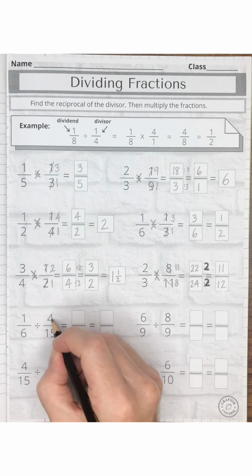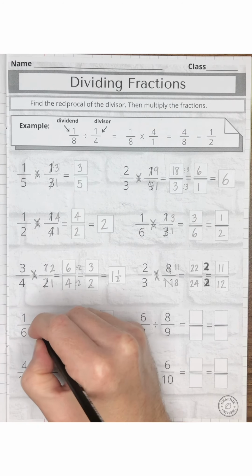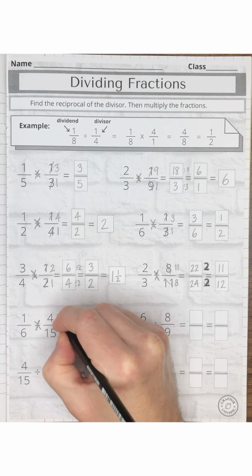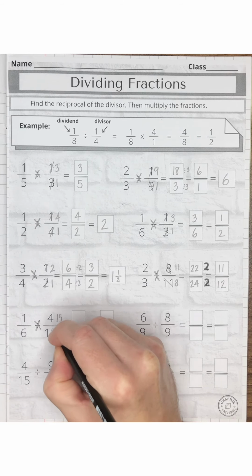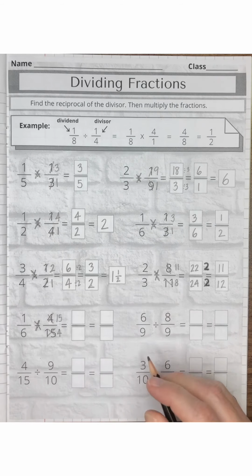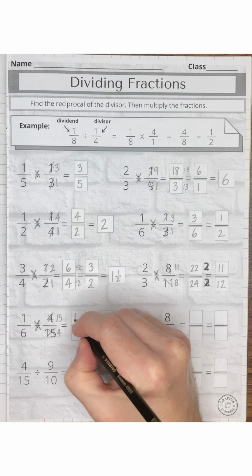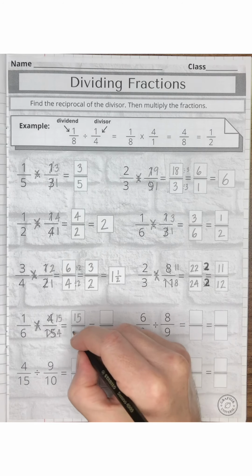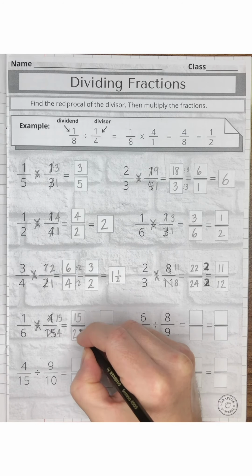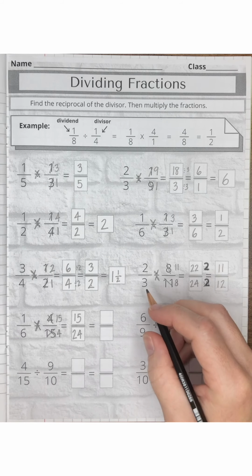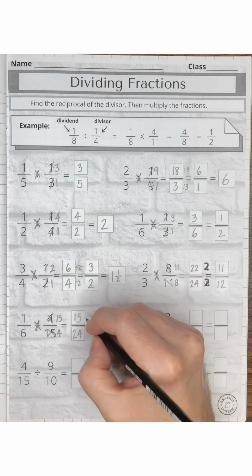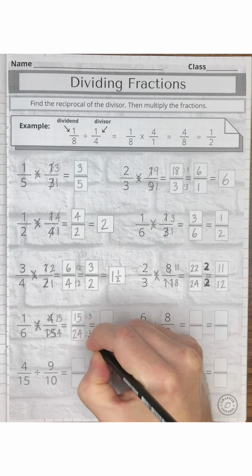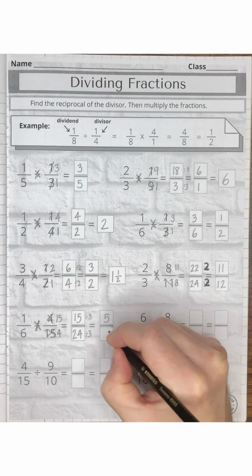Next, 1/6 divided by 4/15. Change the operation. Inverse the divisor. 1 times 15 is 15. 6 times 4 is 24. We can simplify for the greatest common factor of 3, and we get 5/8.